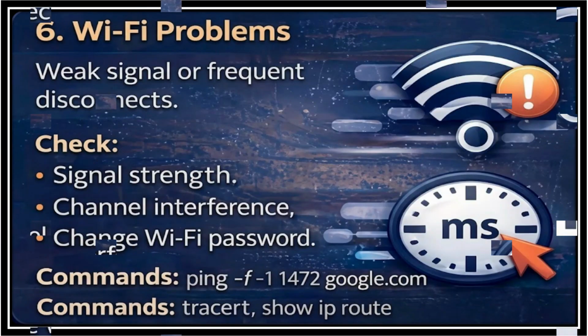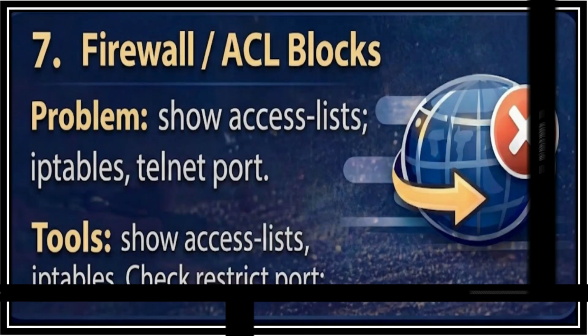After that, the next is Wi-Fi problem. If in your Wi-Fi network you have weak signal or frequent disconnects, you can check the signal strength first. Then you can check channel interference in your Wi-Fi router. You can change the Wi-Fi password. You can try ping and send some packets, like here I use the -f option to send packets, and I try to ping google.com. You can use traceroute and show ip route commands, then you can trace the route.